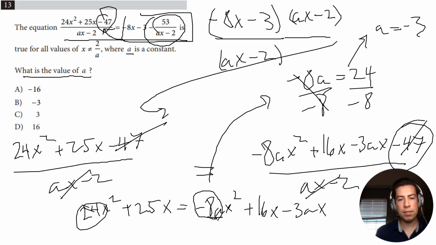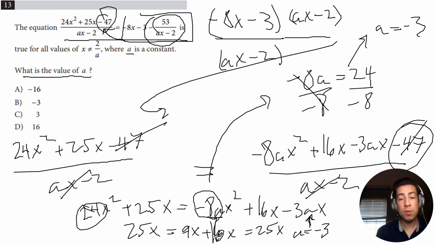And guys, if you plug in this value, a equals negative 3, I will get 25x. This whole thing is going to be 9x plus 16x, which is equal to 25x, okay, guys? So this does, in fact, check out. It's a little messy, but again, it's pretty simple. You just have to simplify it down. So our answer is going to be B.